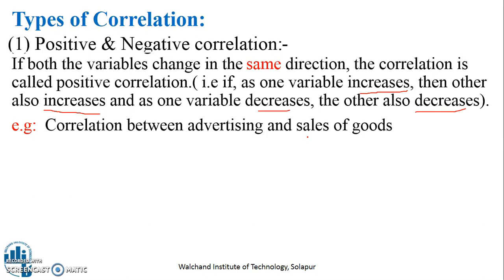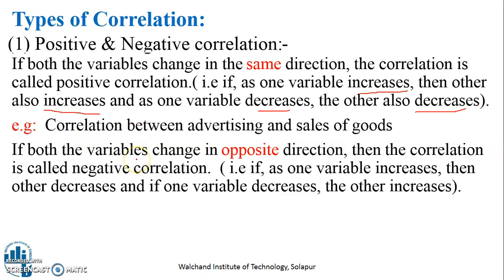So this type of correlation is a positive correlation, because there is a change in the same direction. Now what about negative correlation? If both the variables change in opposite direction, then the correlation is called negative correlation. That means if as one variable increases, then the other decreases, and if one variable decreases, the other increases.